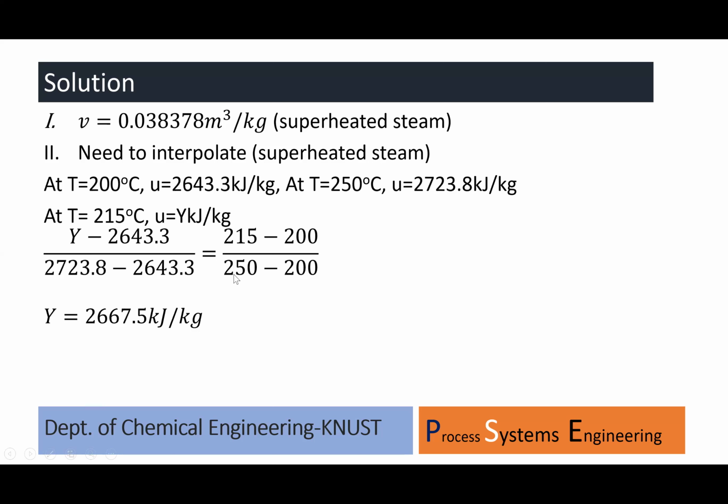Or if you like, you can consider it in this way: if the difference from the values we had on the table, 250 and 200, would be equal to 2723.8 minus 2643.3, then what's going to be the difference between the point we are actually looking for and 200? So that's also going to be an unknown minus the 2643.3. Then you can use ratio and proportion and then find your answer. And then you make y the subject. Is that fine? Okay.